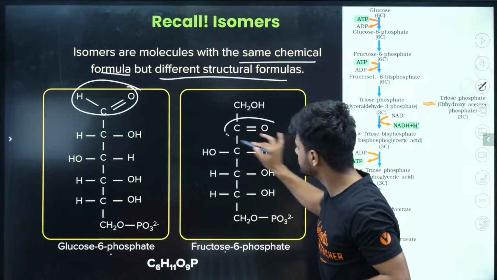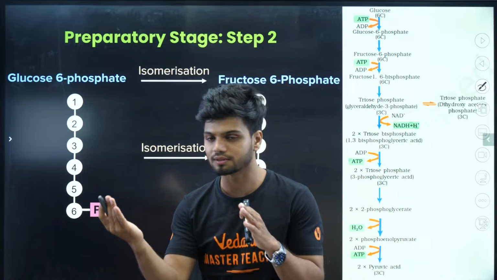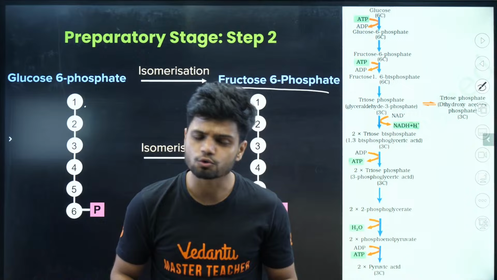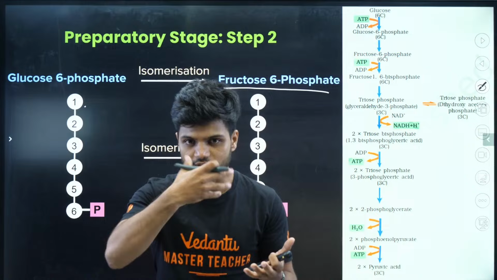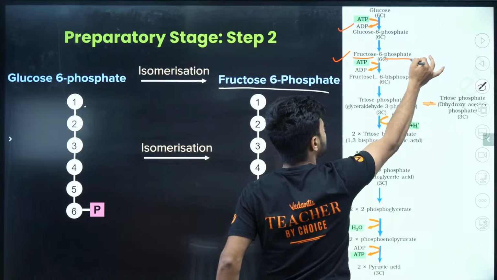So in the second step, there is isomerization, that is, glucose 6-phosphate is converted to fructose 6-phosphate. And students, remember, whenever there is isomerization, there is no energy involvement, because it's only isomerization. There is no energy consumption, there is no release of energy. Second step done. So where are we? First step was done, second step is done, that is fructose 6-phosphate.